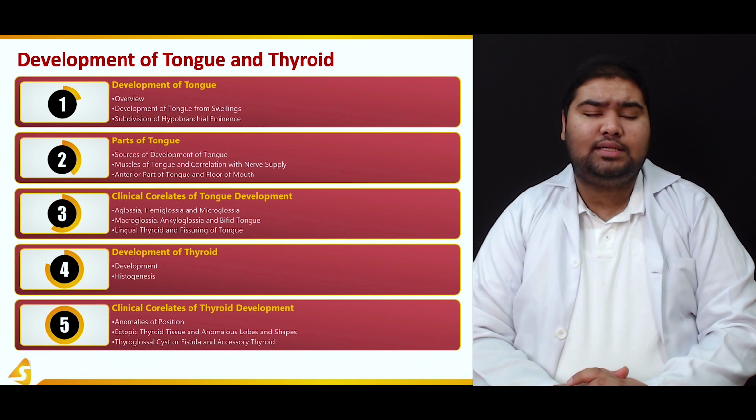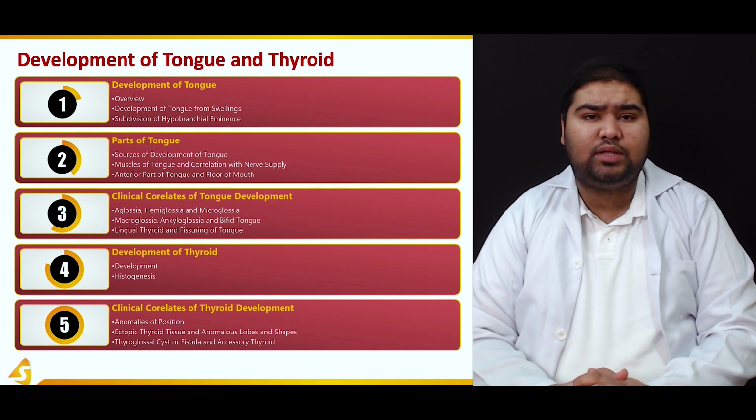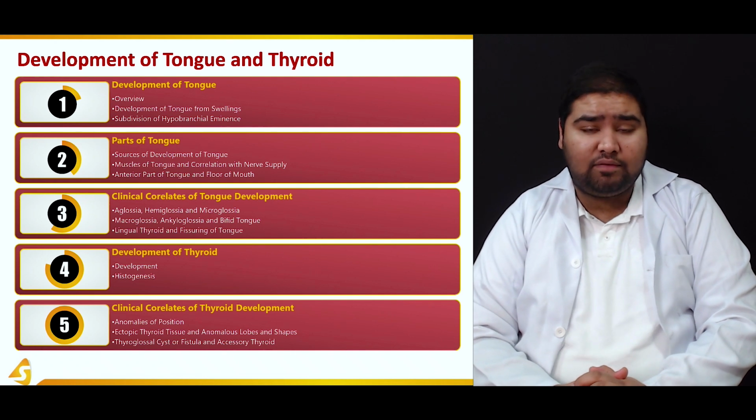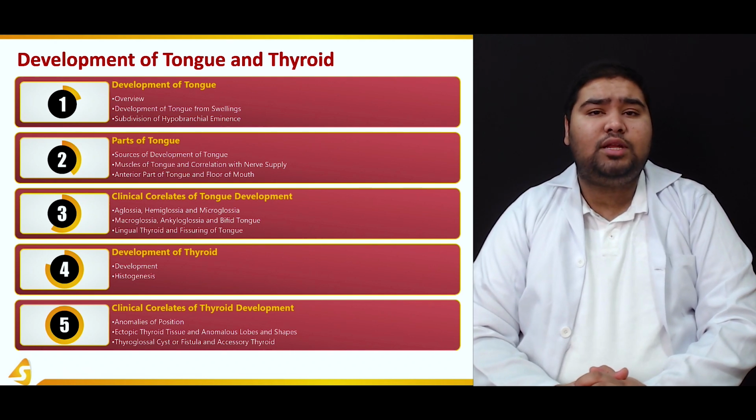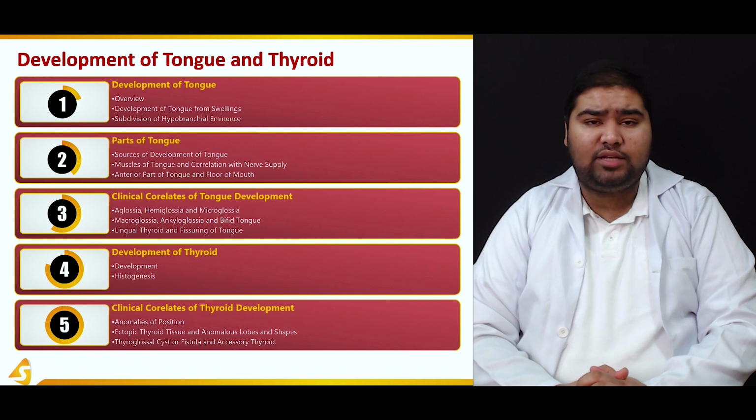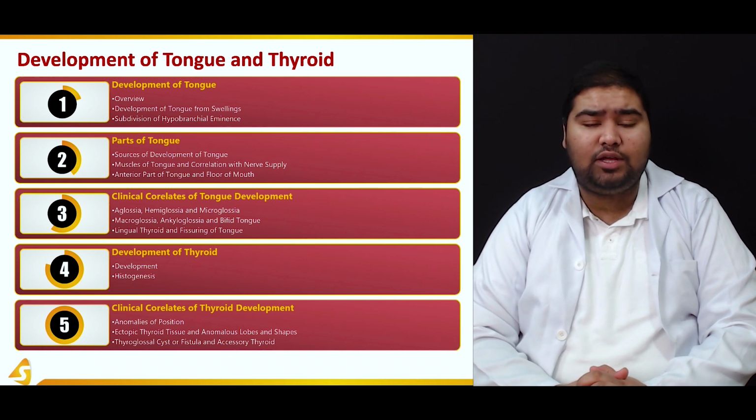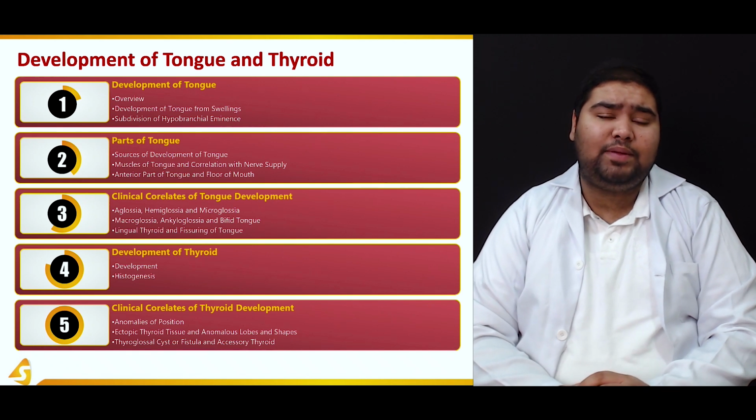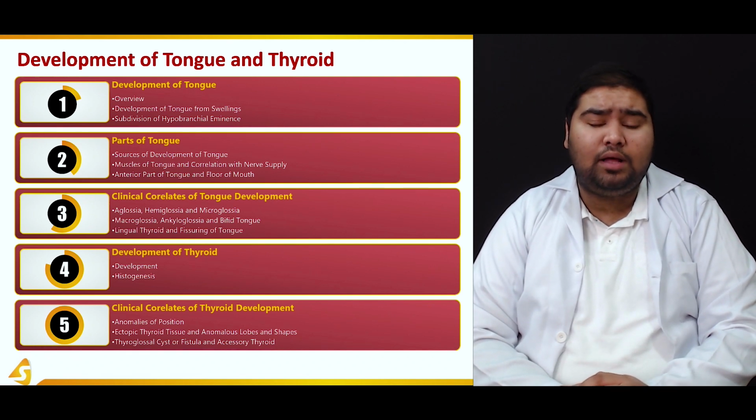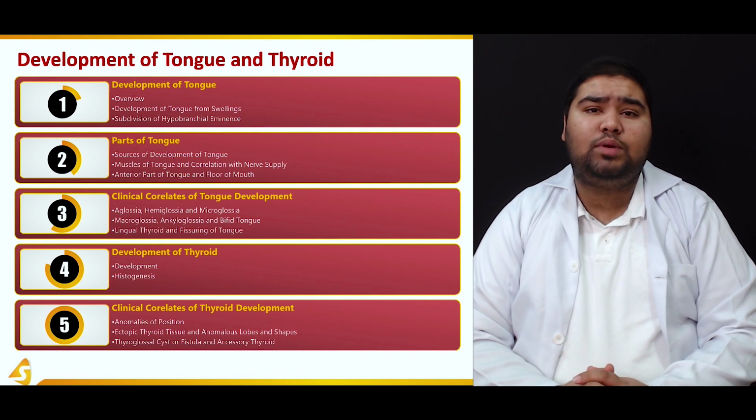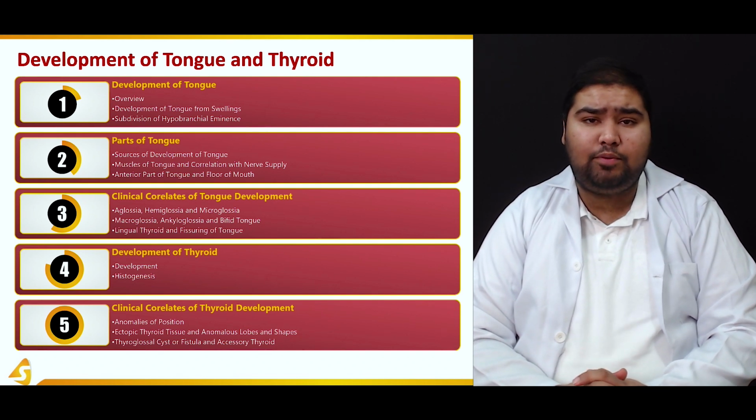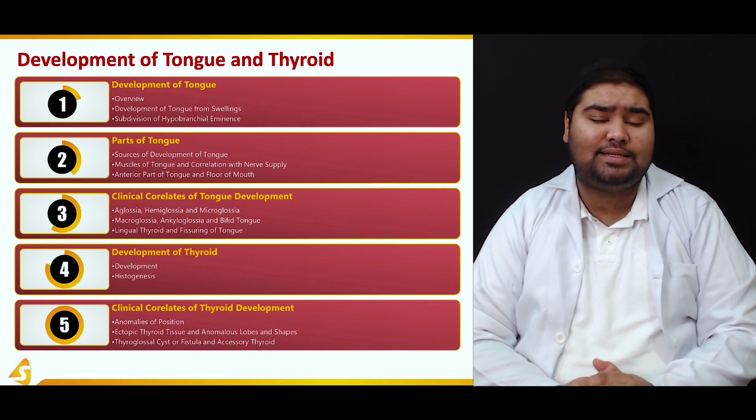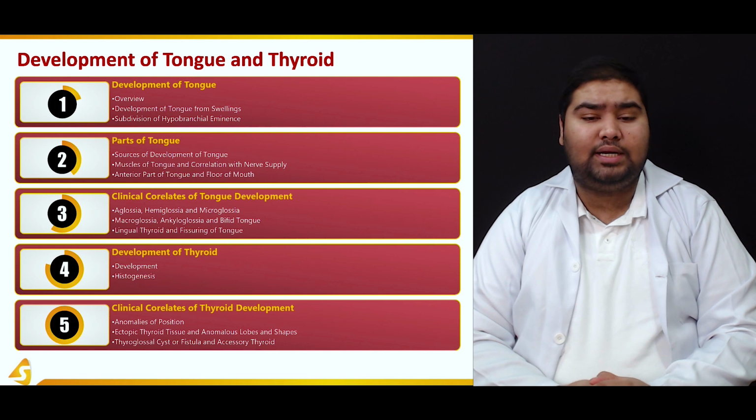So this lecture has been divided into 5 sections. The first section deals with the development of tongue in itself. In this, we'll see what are the various embryological components that give rise to various adult components of the human tongue. We'll see various swellings that develop in the area of the mouth and help in the formation of adult tongue, and we'll see what hypobranchial eminence is and what is its importance in human adults.